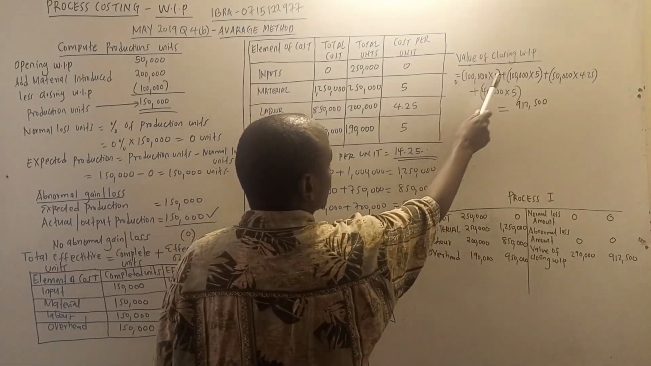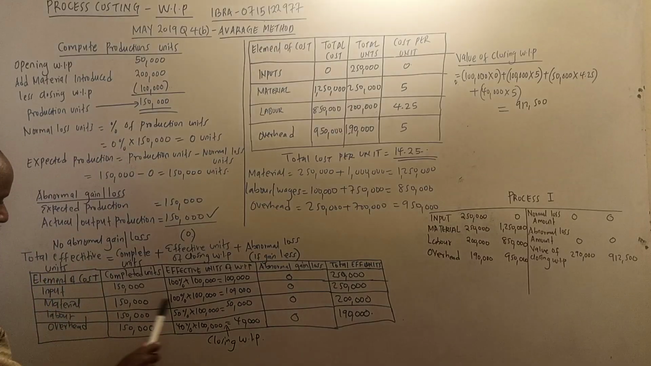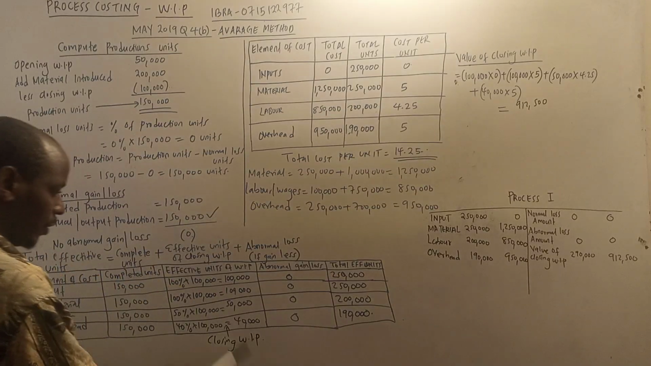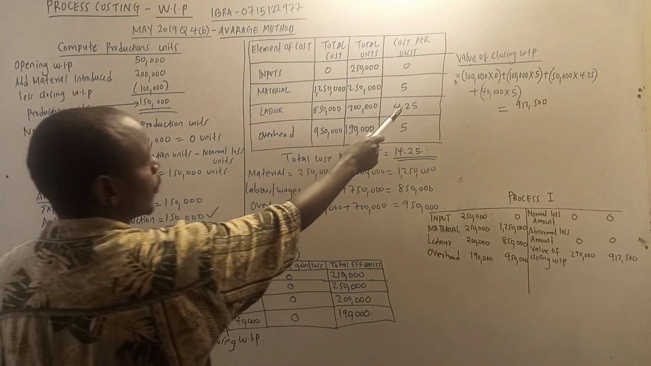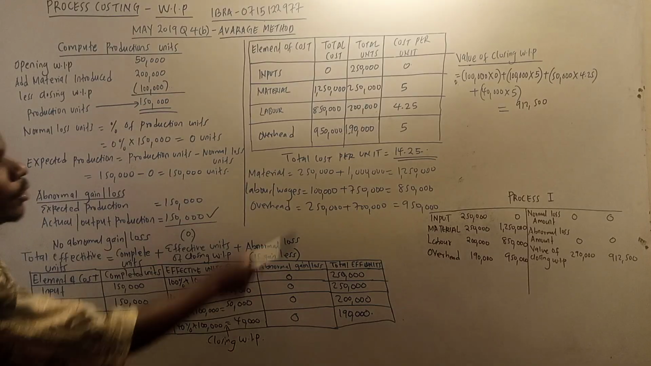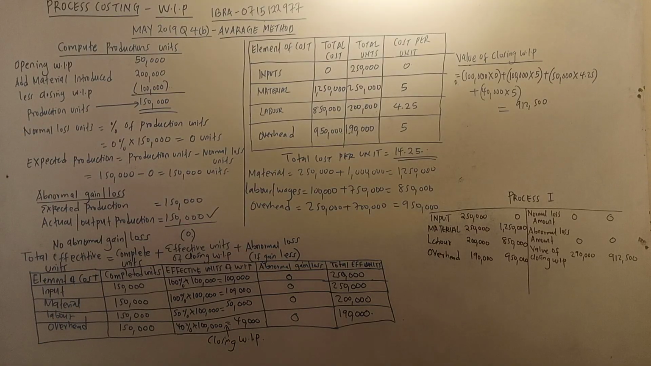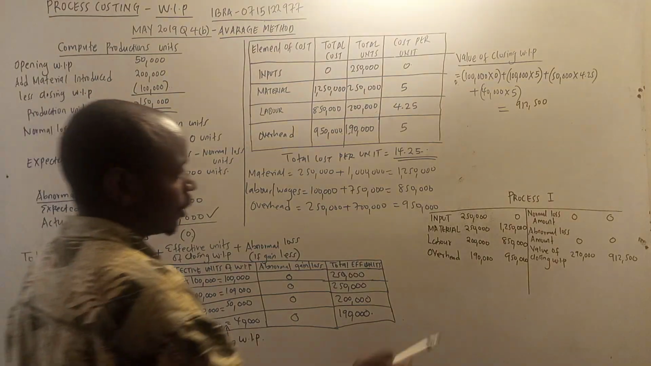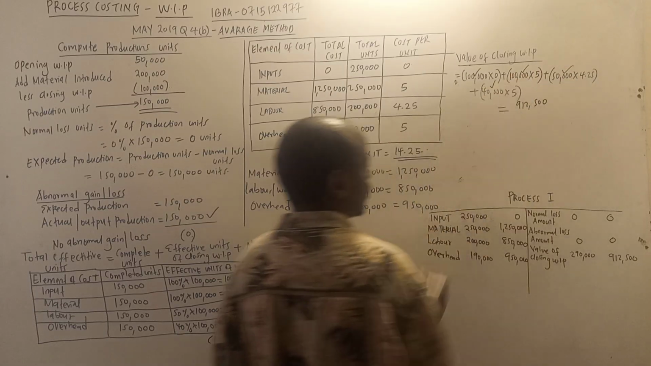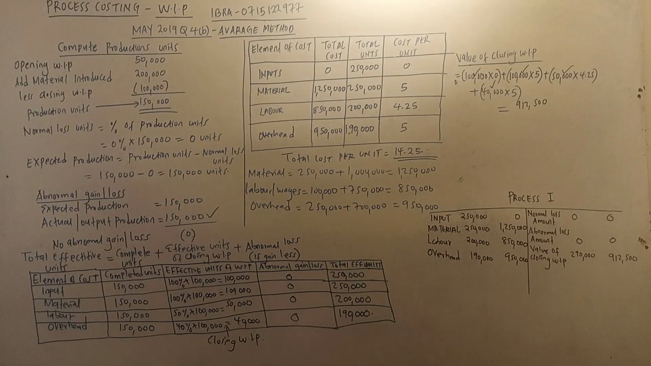So 100,000 times 0 plus the next one for material is 100,000, which goes with cost per unit for material, which is 5. So 100,000 times 5. Then 50 for labor goes with 4.25. So 50 times 4.25. Then 40, the last one is for overhead, 40. You multiply it by 5. So when you multiply it, you shall get 912,500. And then for the total units for the closing work in progress, you add 100 plus 100 plus 50 plus 40 to give you 290,000.